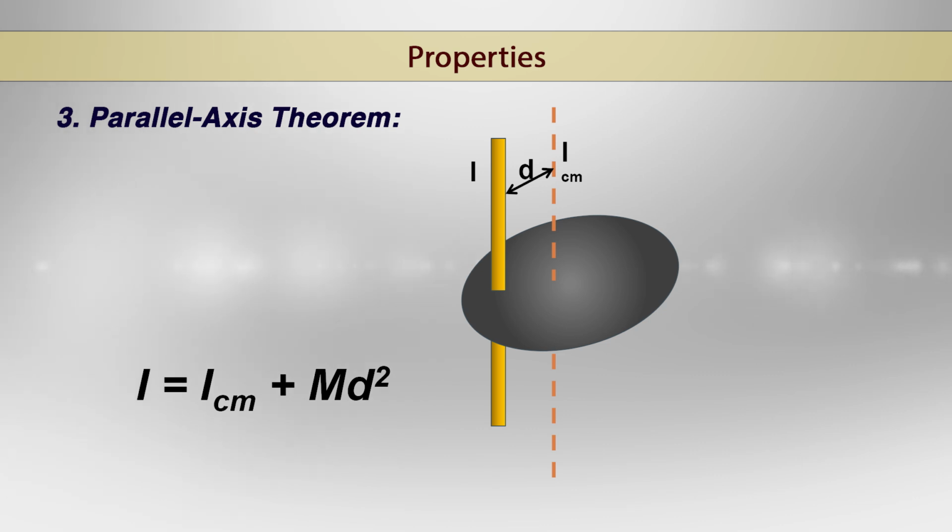The moment of inertia about the center of mass is indicated by ICM, as we have seen from the figure, and ICM plus m d squared, that is mass and the square of the perpendicular distance between the two axes, gives the required moment of inertia.